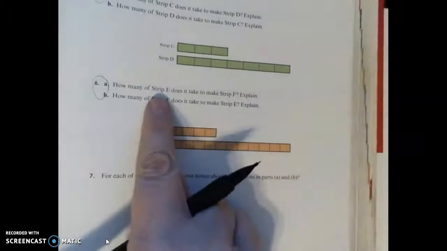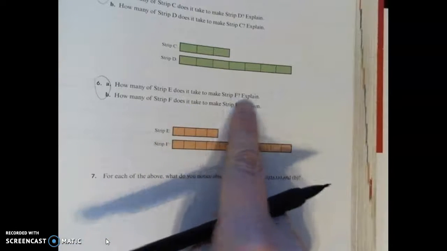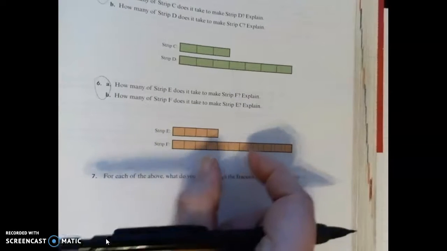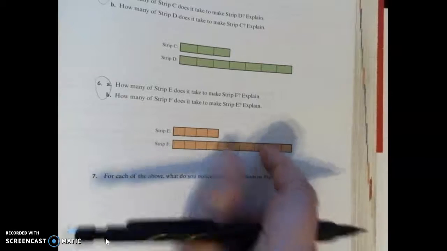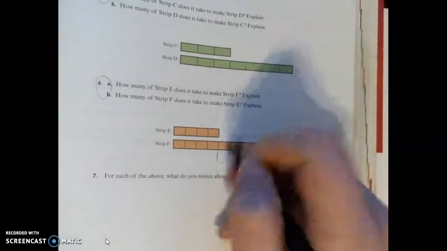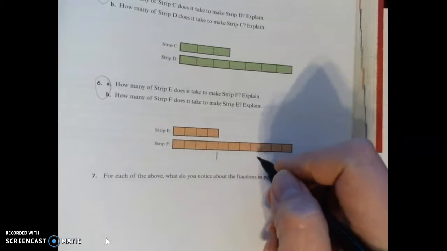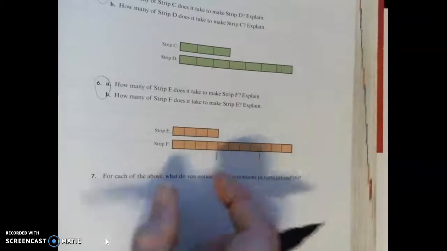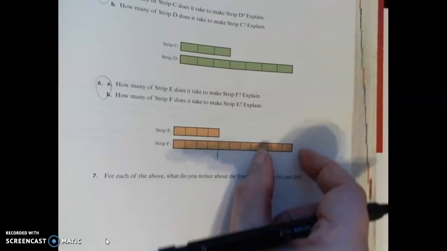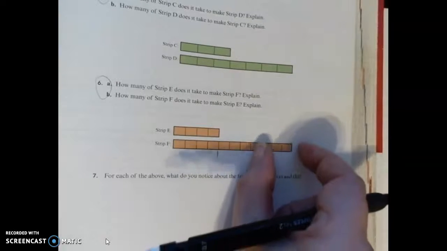All right, and then the last one, how many of strip E does it take to make F? Well, I would need to use all of it, all right? And then I'd need to use all of it again, and then I would need to use a lot of it, but not all of it. So I would use all of it. There's once, and then I'd use all of it again. So once, twice, and then I would need 3/4 of it.